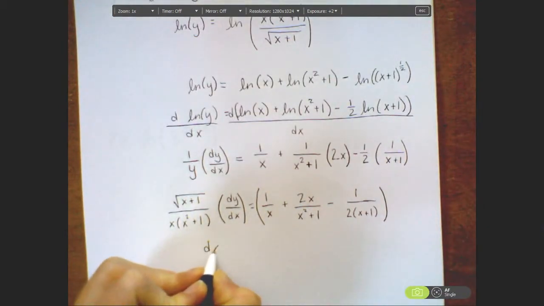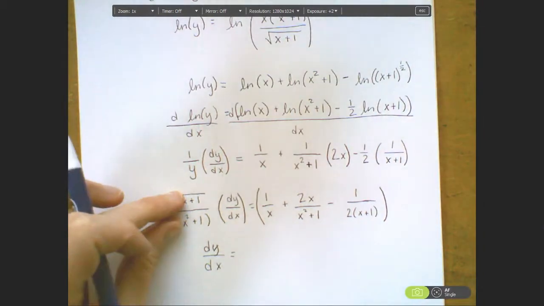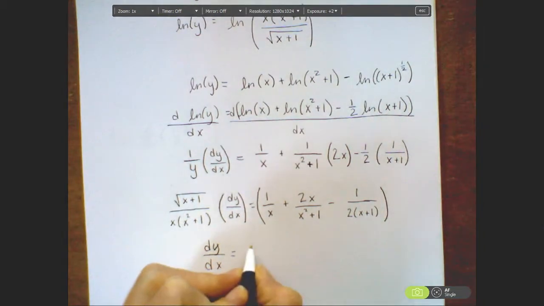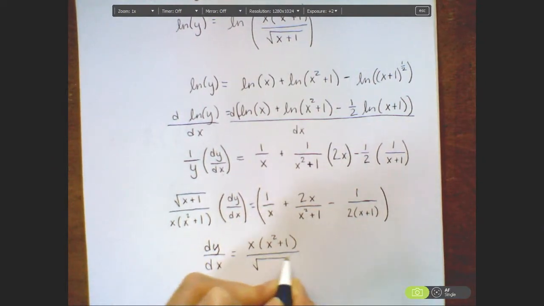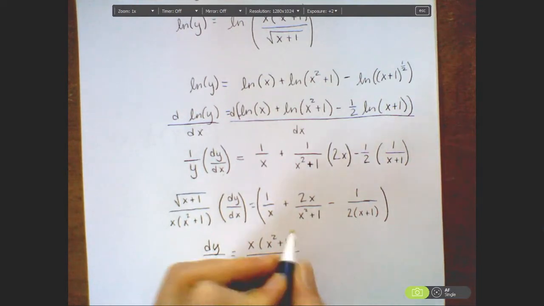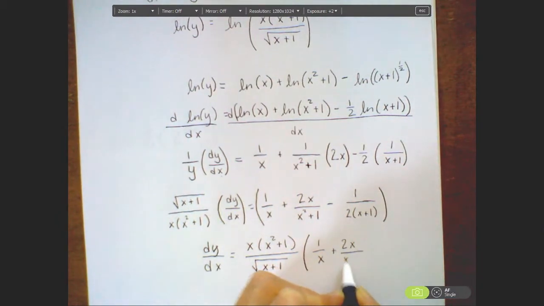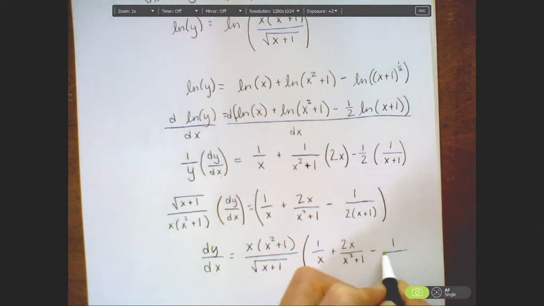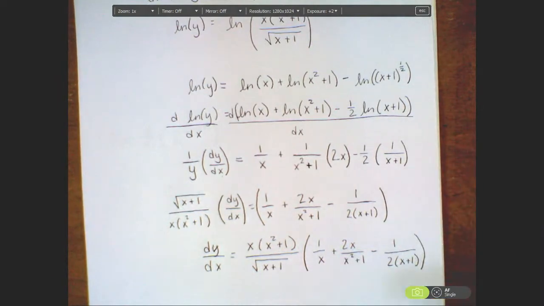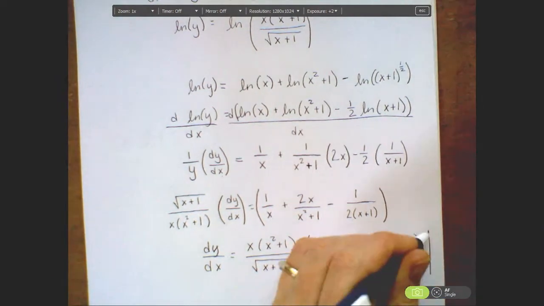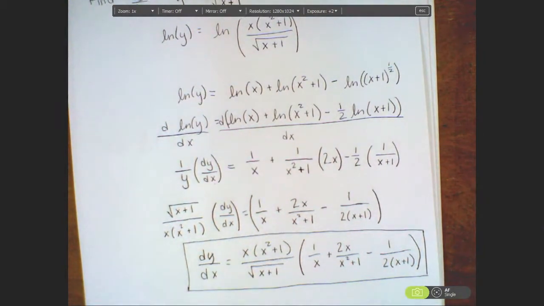So our final solution we get is dy dx is going to be equal to, I'm going to multiply both sides by the reciprocal of this, which in this case is x times x squared plus 1 divided by the square root of x plus 1, all multiplied by 1 over x plus 2x divided by x squared plus 1 minus 1 over 2 times x plus 1. And again, this actually does simplify a little bit, but I'm going to leave it like this as my final answer. So that's a messy example of logarithmic differentiation.